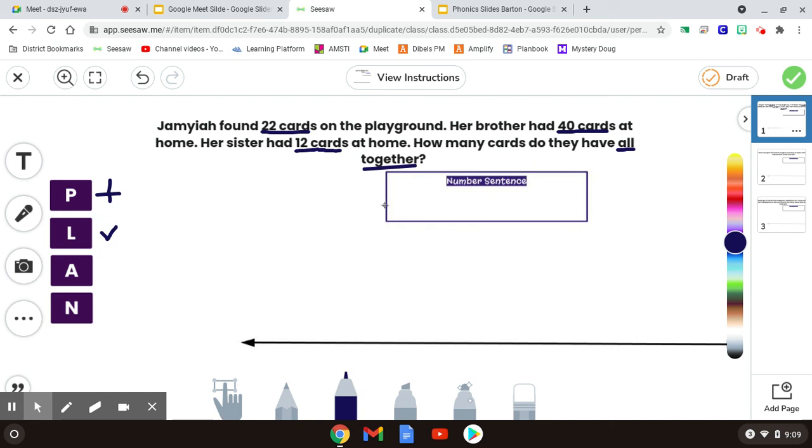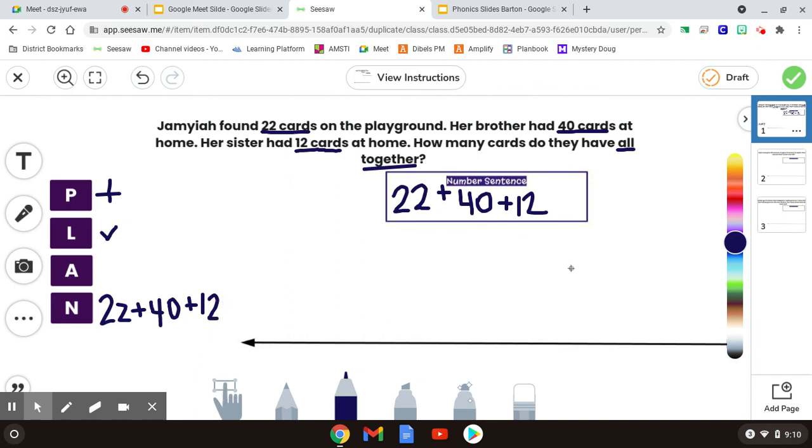Now we know that we're working with 22. That's how many Jemiah found on the playground. Plus, we know the plus from earlier, 40 plus 12. And now we've got that great number sentence here. We also write our number sentence over here, 22 plus 40 plus 12. Okay. So there we go. We've got our number sentence looking good, looking fly.